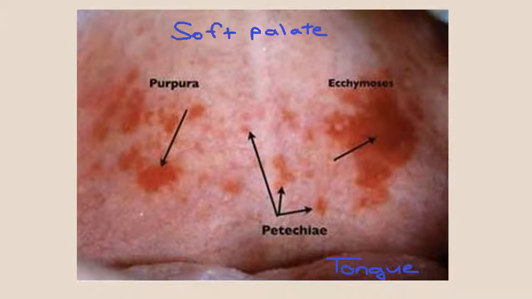And the purpura is greater than 3 centimeters. That's about 2/3 of an inch. Ecchymosis is closer to a hematoma. It's the pooling of blood.